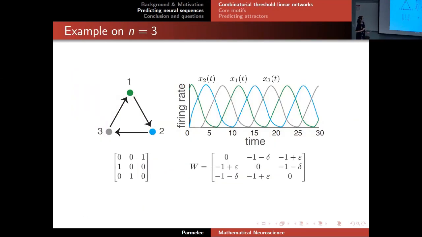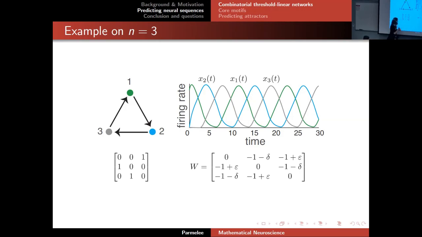Don't panic. This is a tiny example. Say I have this neural network with 3 neurons. 1 talks to 2, 2 talks to 3, 3 talks to 1. I can code that information in my strength matrix. I'm going to use just these 2 values. I could talk all day about why we choose these types of things. I'm going to put a -1 plus epsilon if there's an edge there. So I have an edge from 1 to 2, so this entry has that value, and then a -1 minus delta if there isn't an edge there. That's how I code the information.